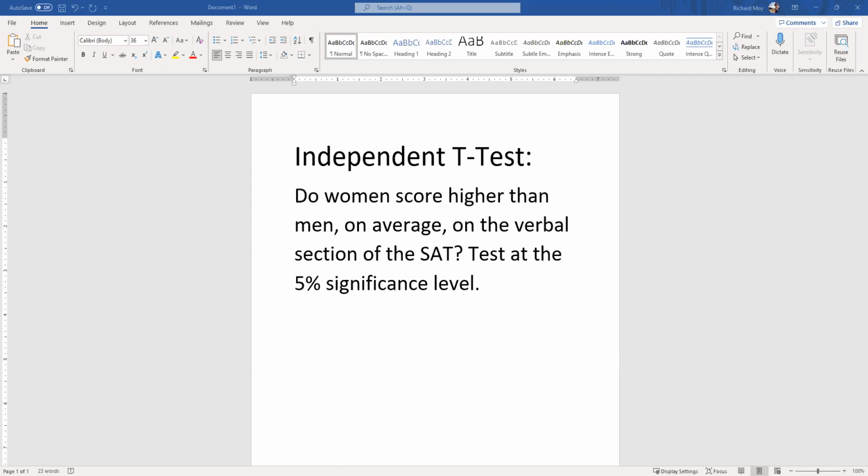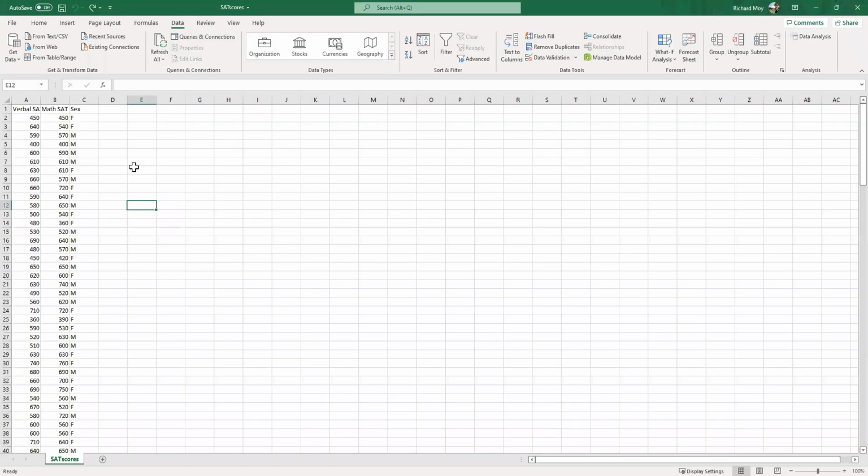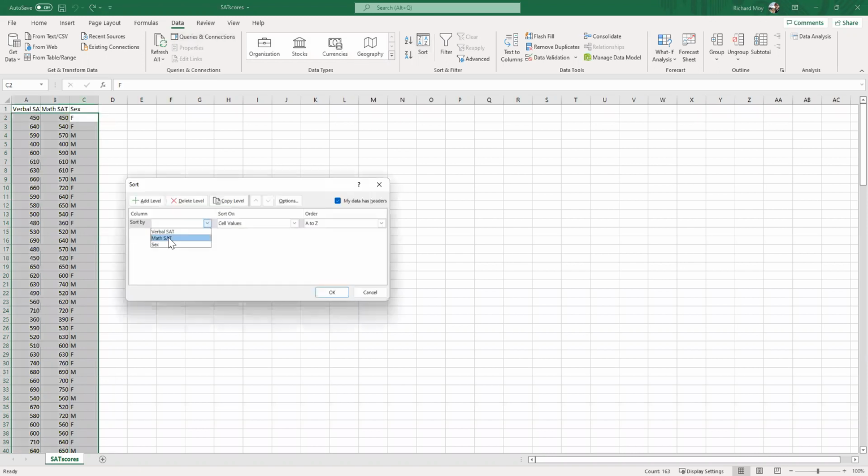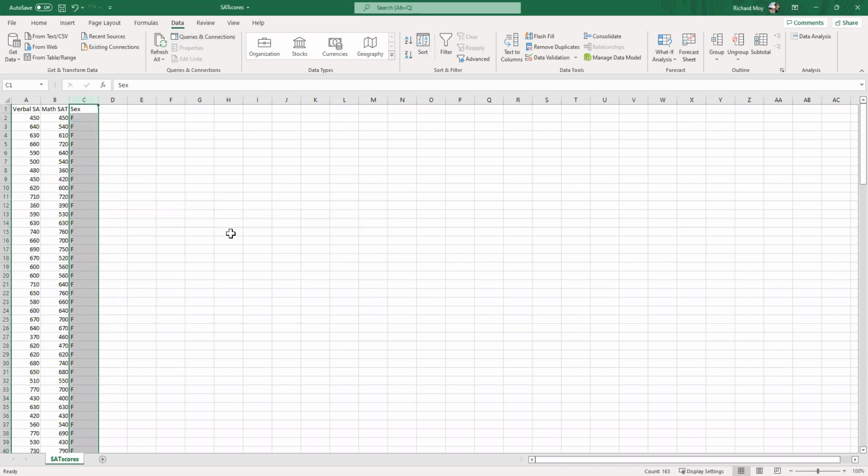So let's take a look at our data to test whether women score higher than men on average on the verbal section of the SAT. This data set looks a lot like what yours will. Each row represents one person, their verbal SAT score, their math SAT score, and then whether they're female or male. So one way of calculating easily the important things we need, such as the mean and standard deviation for women and men, is to sort by column C. So we can sort, expand selection based on column C. And now we have all of the women's scores followed by all the men's scores.